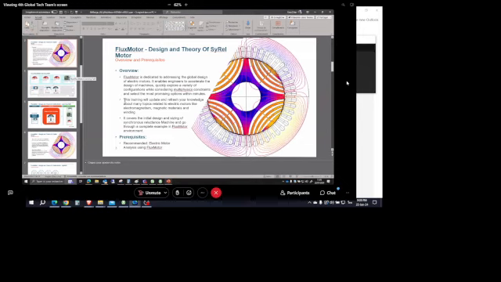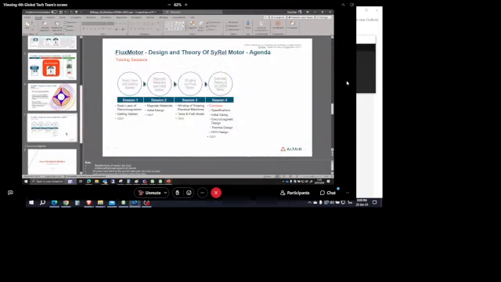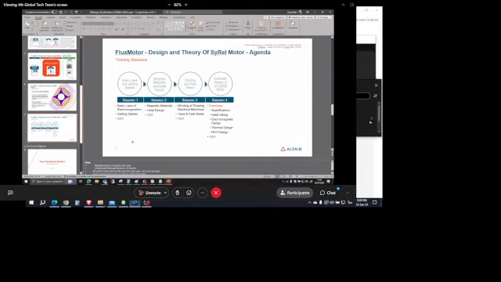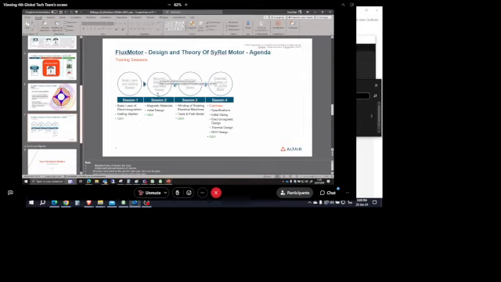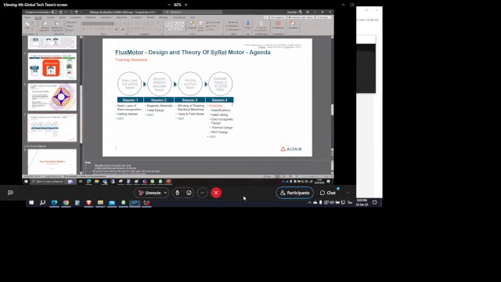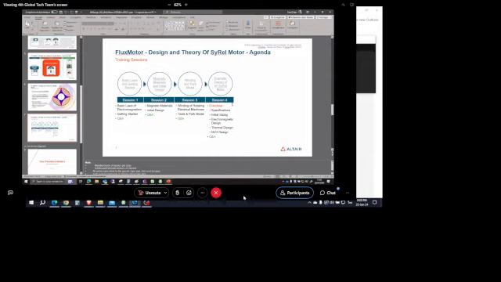Today we are going to see two modules: basic laws, and getting started with Flux Motor and some principles there. These two modules are actually in one session, not in two separate sessions. And in the last session, we are going to make an example and design a synchronous reluctance motor together from some specifications.